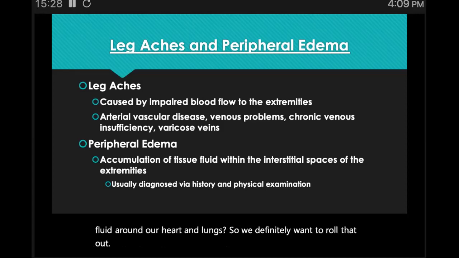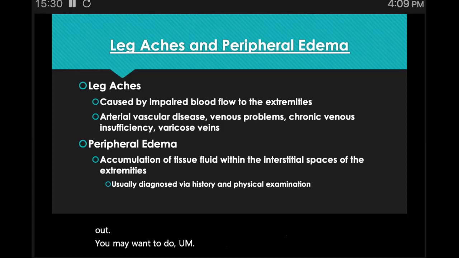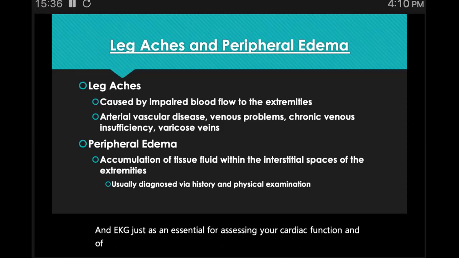You may want to do an EKG just as an essential for assessing your cardiac function. And of course, Doppler studies may be ordered to evaluate for deep vein thrombosis or DVT.